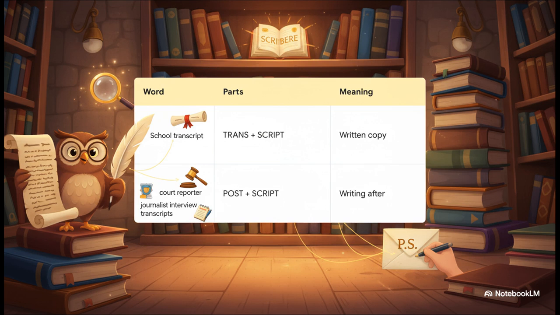And then there's postscript. Post means after. So a postscript is writing added after a letter ends. Have you ever written a letter and quickly jotted down P.S. at the bottom? Well, surprise!